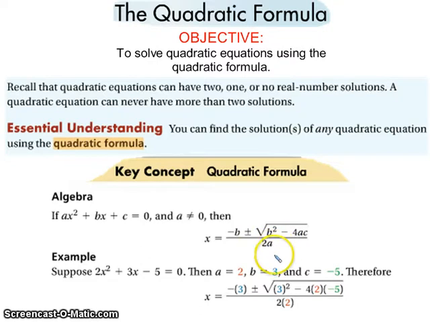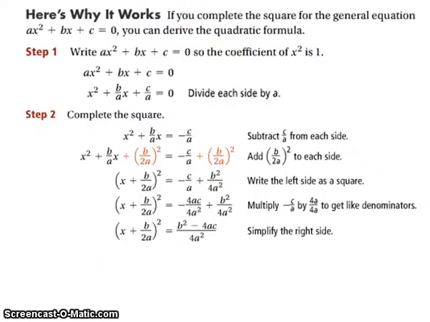Basically, what it does is it gives us the answers like our graphing would have done, or like completing the square would do, except it does it just by plugging in A, B, and C. Any quadratic equation works, but A cannot be equal to 0, because then it's just linear.